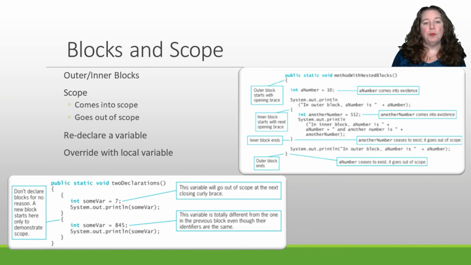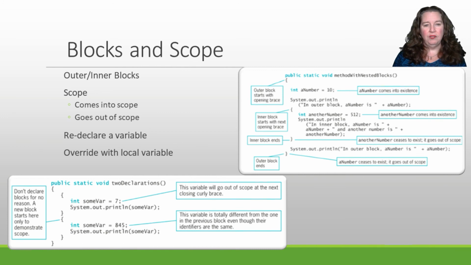So in the example at the bottom, we have that the variable, some variable, is only in scope within its smaller set of curly braces. The second set of curly braces redeclares the variable, some variable, and sets it to a different value, which is fine because it's a completely different scope. It doesn't matter inside different scopes.